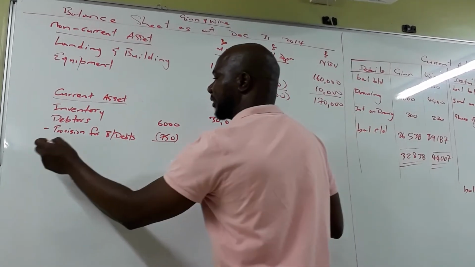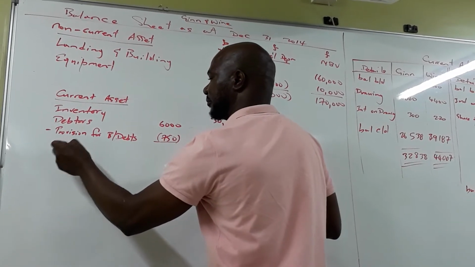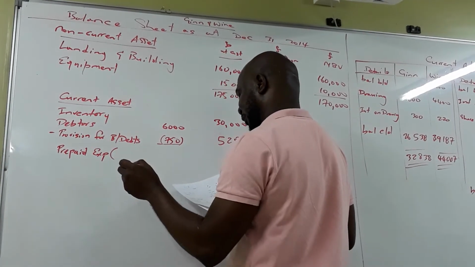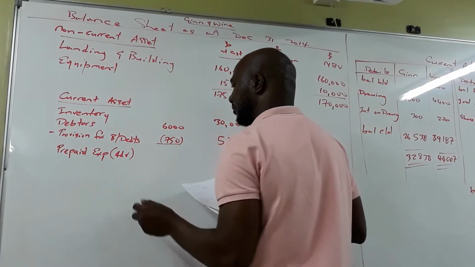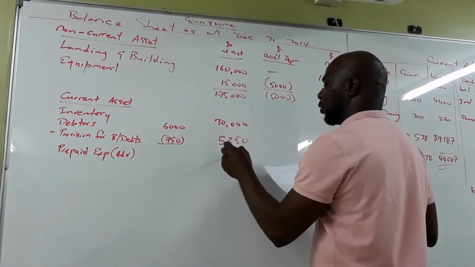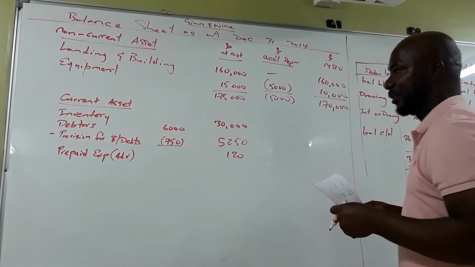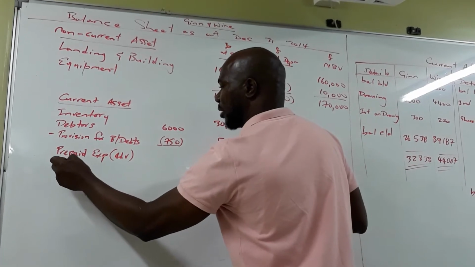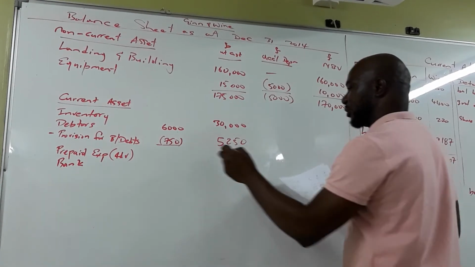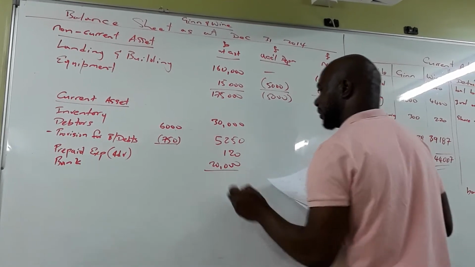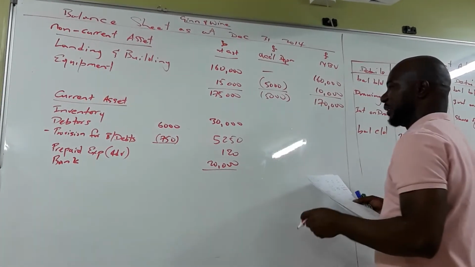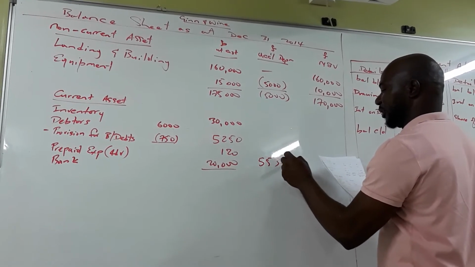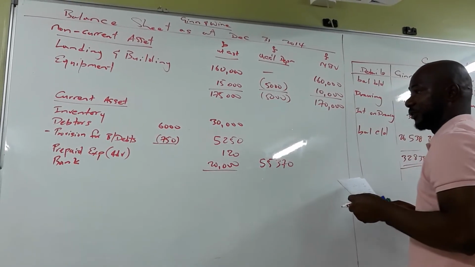And there was also what? A prepayment, right? So there was also a prepaid expense. Which of the expense was prepaid? Advertising, right? Advertising expense was prepaid by what? 120. So that 120 is your money, right? Thus making it a current asset. Then next of which we had the what? The bank balance, right? The balance in your bank account was what? 20,000. Now when you add all of these, you get a total of what? 55,370. The total of 55,370.